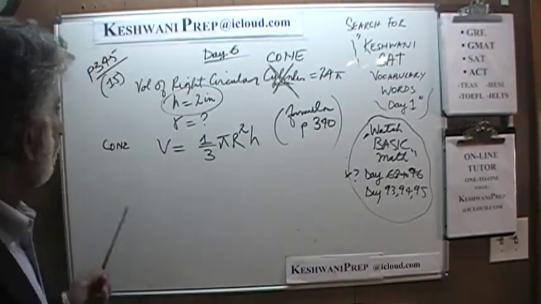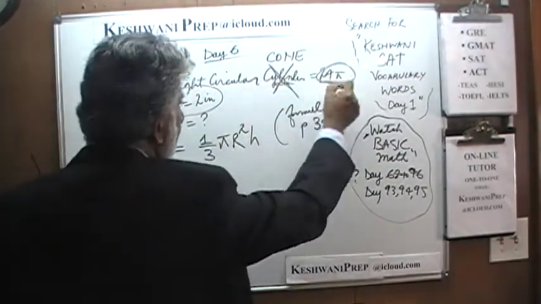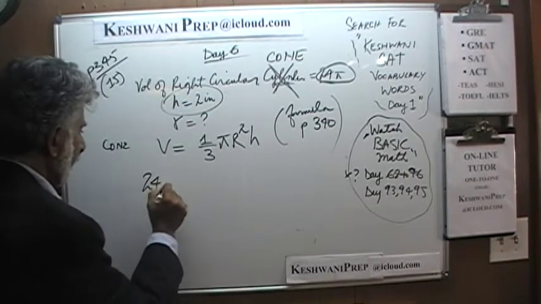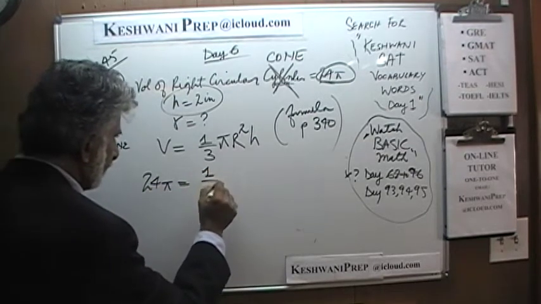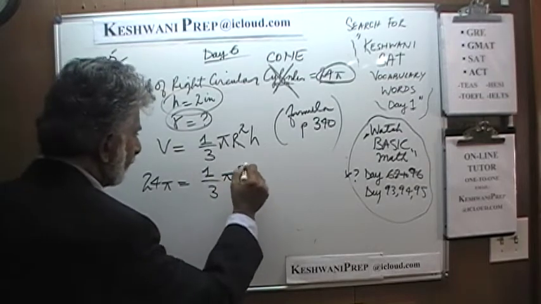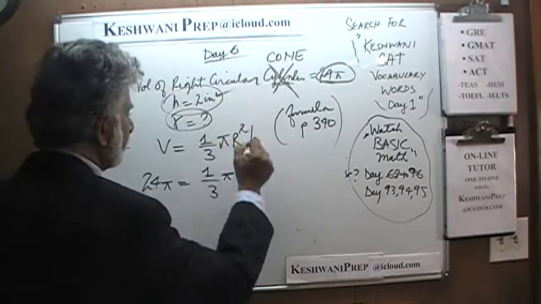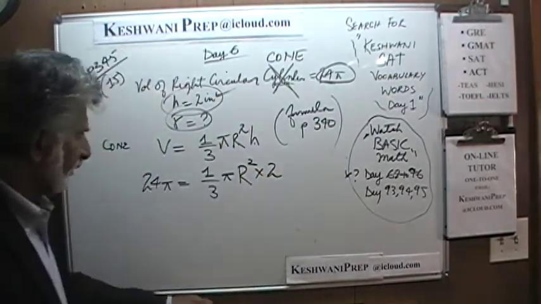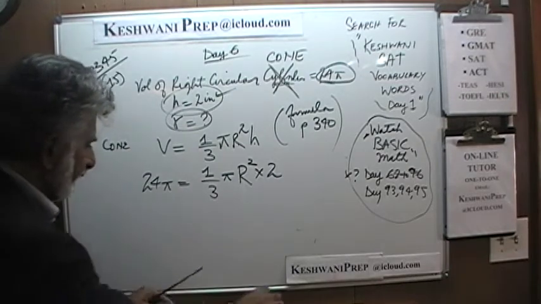Let's continue. So we know volume is 24 pi. Let's put it in here. Volume is 24 pi. It has to equal 1/3 pi r squared, which we want to find, times h, which we are told is 2 inches. And that's what it is. We simply have to solve for r. There is nothing to it.